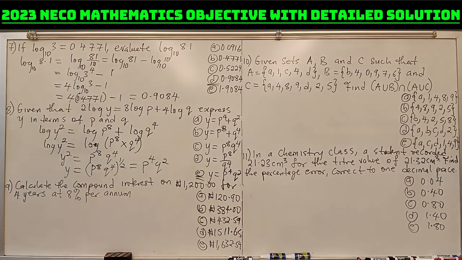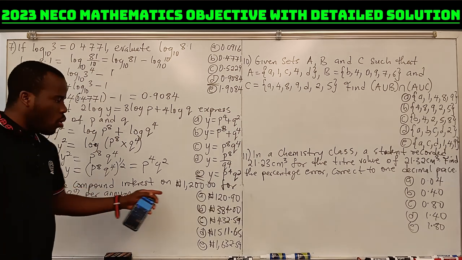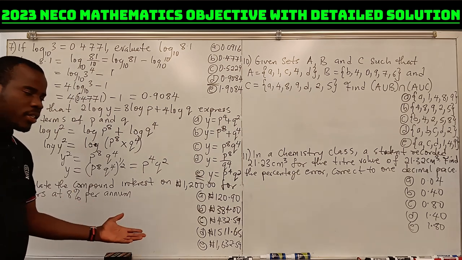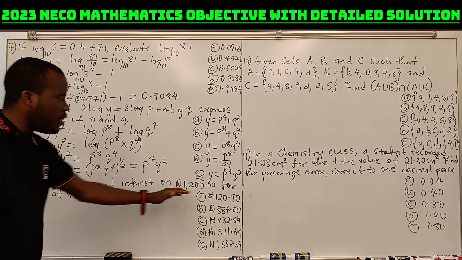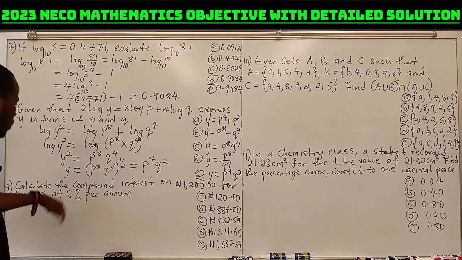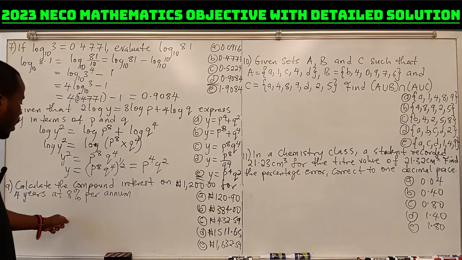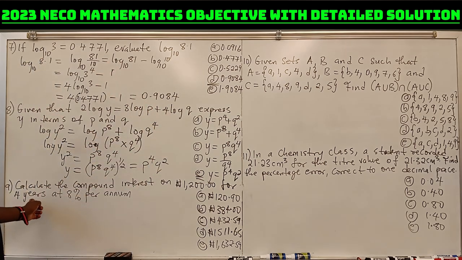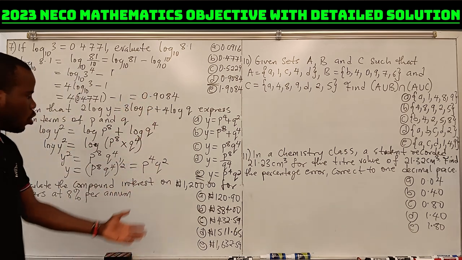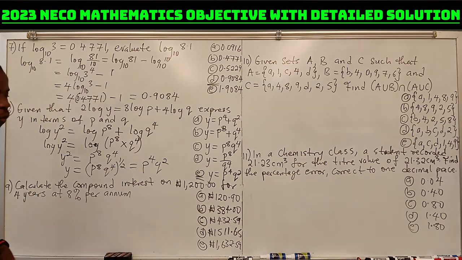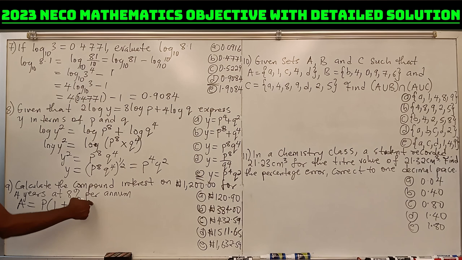Now it says, calculate the compound interest of 1,200 for 4 years at 8% per annum. One can decide to follow the longer process, which is you find 8% of this for the first year. After finding the 8% of this, you add this to the principal and find 8% of the new amount for the second year. You keep accumulating it up to 4 years. And at the end of the day, you now sum all the interest together. You compound it. So an easy way is to use the formula for amount. Formula for amount says principal times 1 plus the rate over 100 to the number of years.